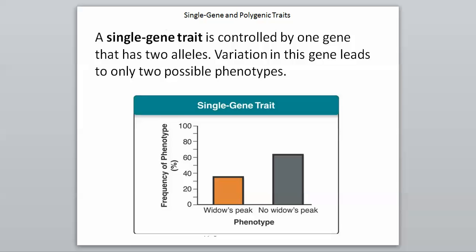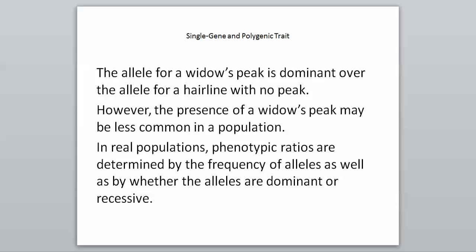So the example that they give is that you can either have a widow's peak or no widow's peak. That is a trait that can be defined as a single gene trait because there's only two options. You can either have one or the other. So that's a single gene trait only controlled by one gene that has two alleles. And so the allele for widow's peak is dominant over the allele for a hairline with no peak. However, the presence of a widow's peak may be less common in a population. So just because it's the recessive allele does not mean that it can be less common. In real populations, phenotypic ratios, so the ratio of phenotypes, are determined by the frequency of alleles as well as by whether the alleles are dominant or recessive.